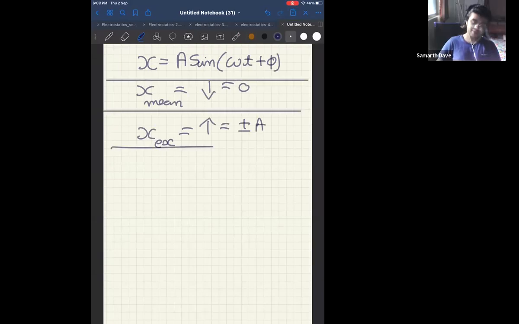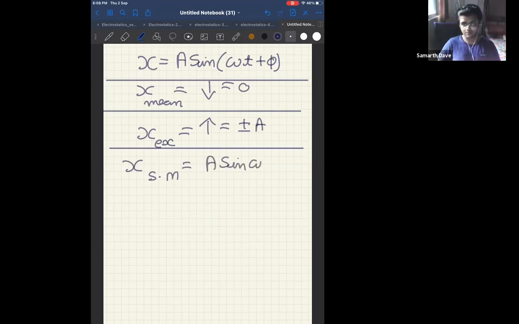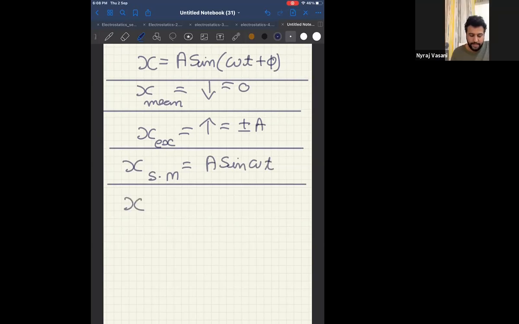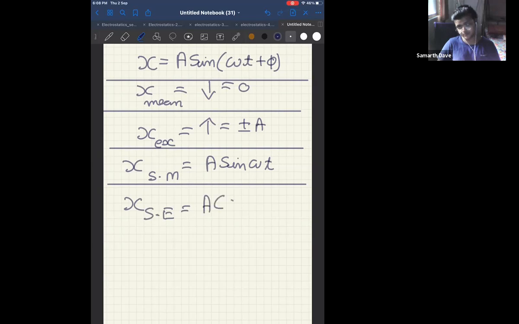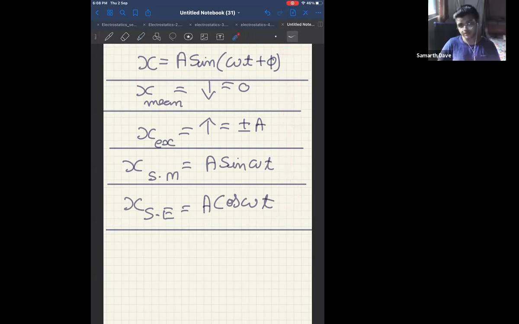Now, tell me the next formula. Sir, displacement starting from mean is a sin omega t, and displacement starting from extreme is a cos omega t. So these are the 5 formulae for displacement that we have studied today. Yes, sir. Now can I start my viva?